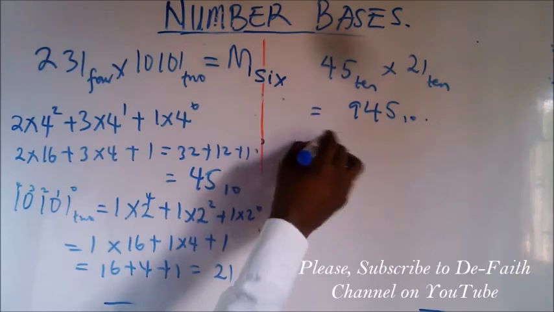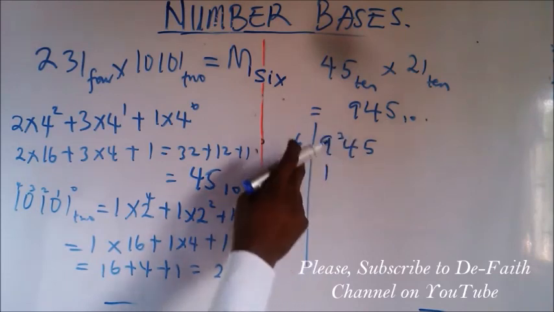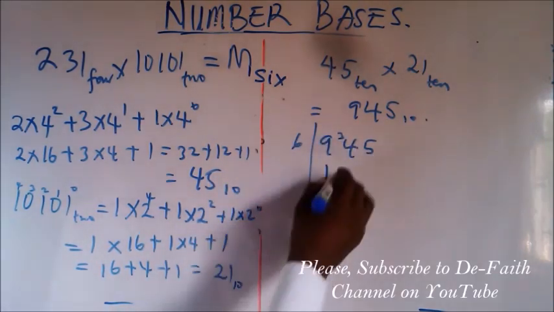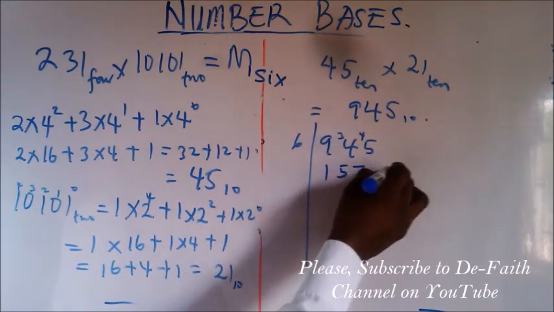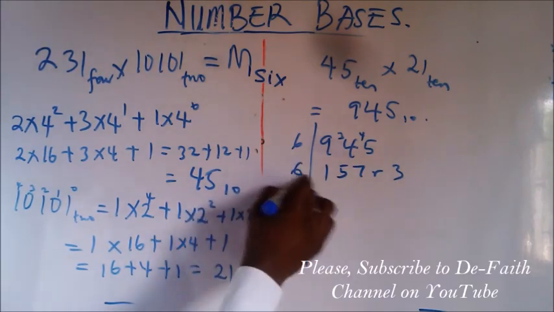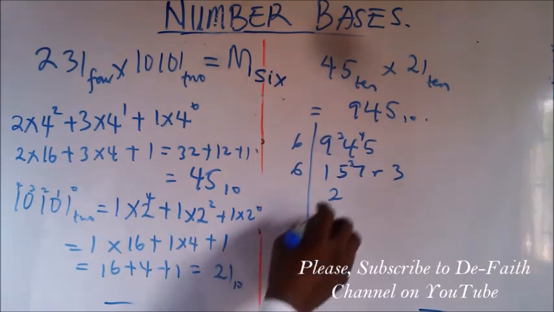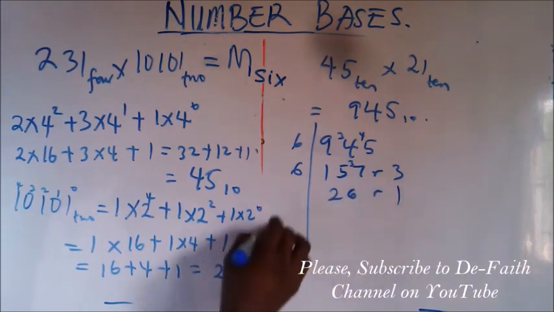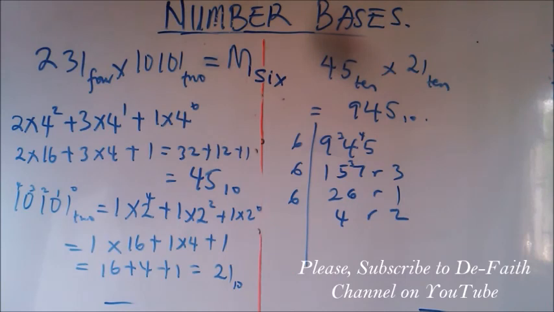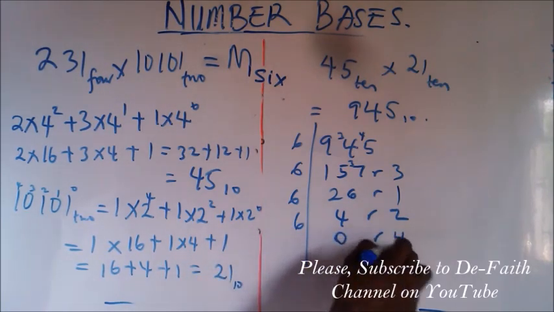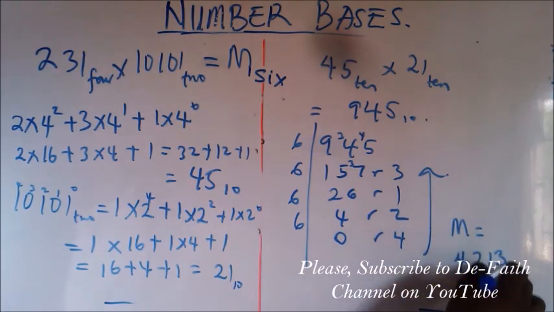So we'll convert it to base 6. We'll have 945, 6 into 9, 1, remainder 3; 6 into 34, 5, remainder 4; 6 into 45, that's 7, remainder 3; then 6 into 15, 2, remainder 3; 6 into 35, 6, remainder 1; 6 into 26, that's 4, remainder 2; 6 into 4, 0, remainder 4. So the value of m will be 4213 base 6.